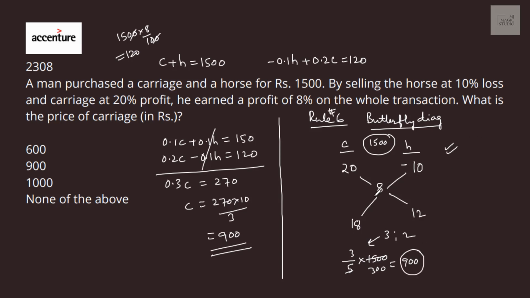So you may use the butterfly diagram or cross diagram or the linear equation method to find these kinds of answers. Price of the carriage is rupees 900. That is in option B.